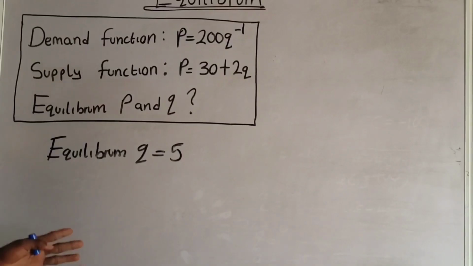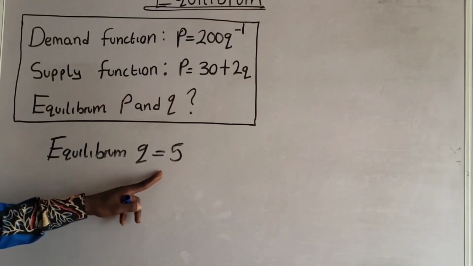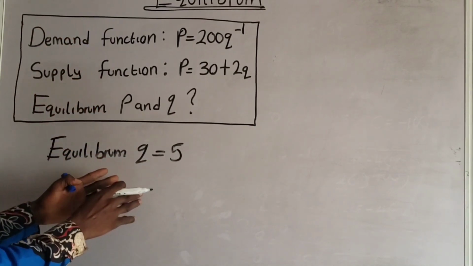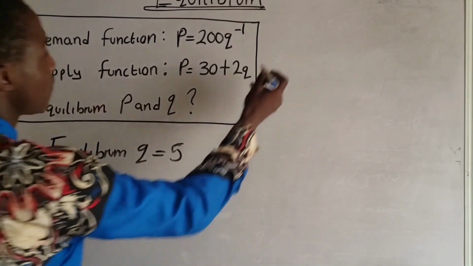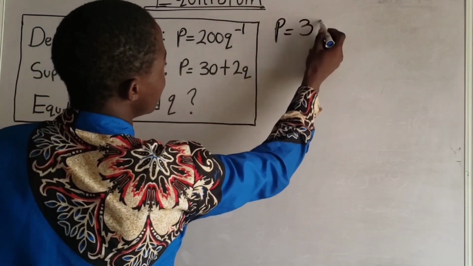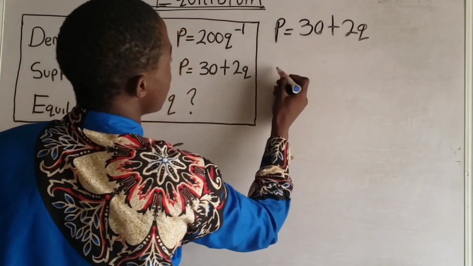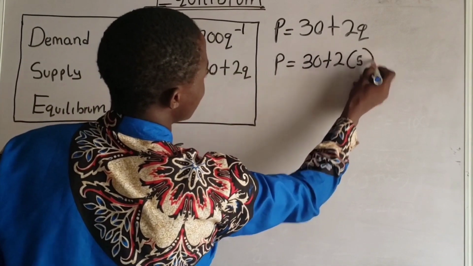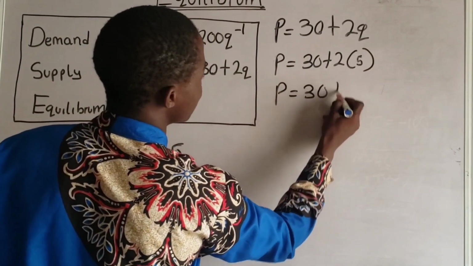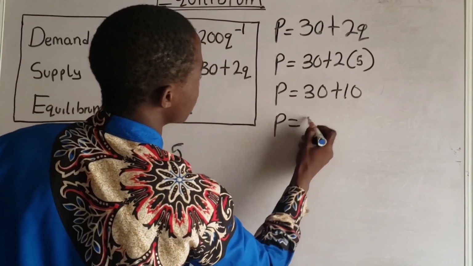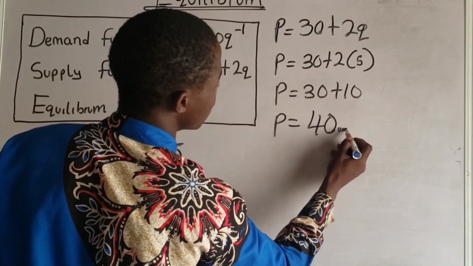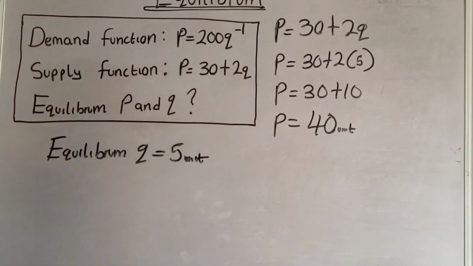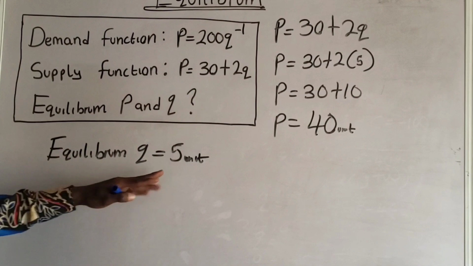To calculate the equilibrium price, we just have to substitute the value of Q into either the demand function or the supply function. In this case, I'm going to substitute the value of Q into the supply function. Don't forget that the supply function is 30 plus 2Q. So when Q is equal to 5, we have 30 plus 2 into bracket 5. So P is equal to 30 plus 10. So P is equal to 40 units. So the equilibrium price is 40 and the equilibrium quantity is 5.